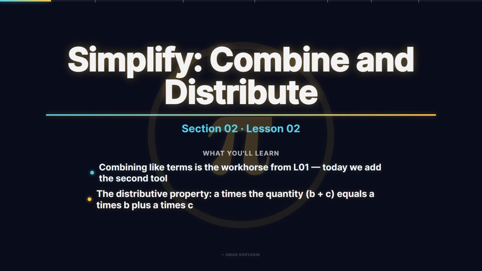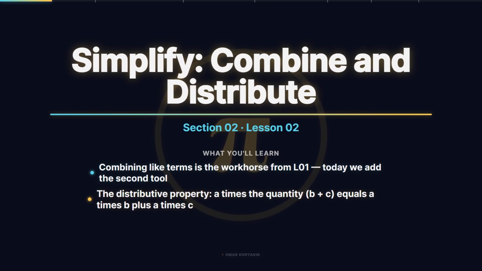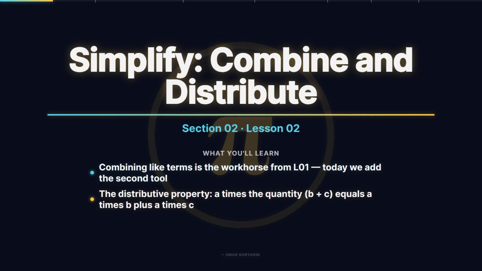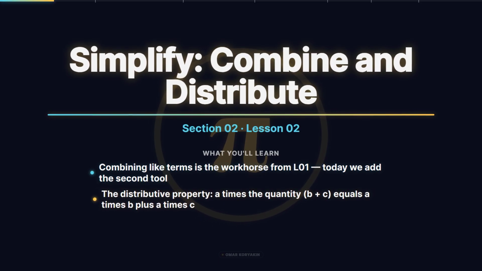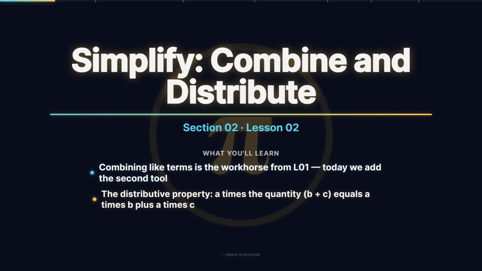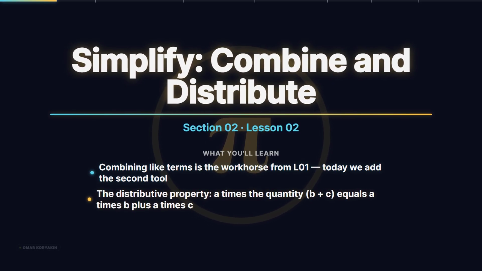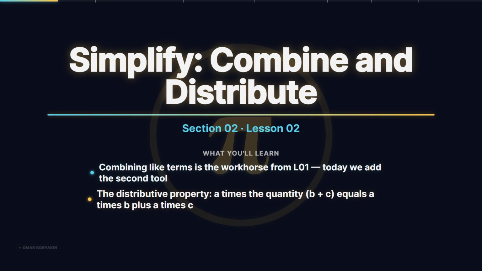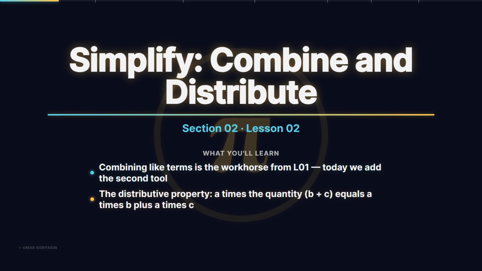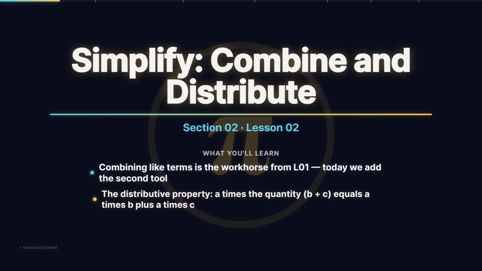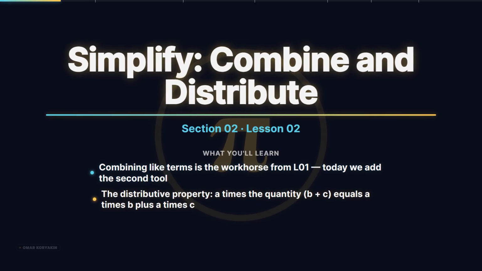The distributive property is the new rule for today. It says that a number or variable multiplied by a sum equals the sum of the products. In symbols, a times the quantity b plus c equals a times b plus a times c. The factor outside the parentheses gets distributed to every single term inside the parentheses, and the parentheses come off in the process.